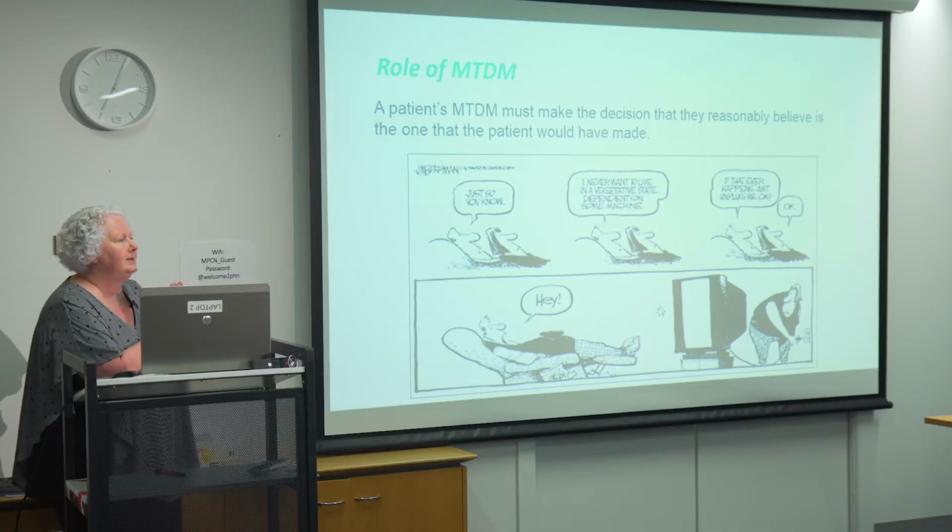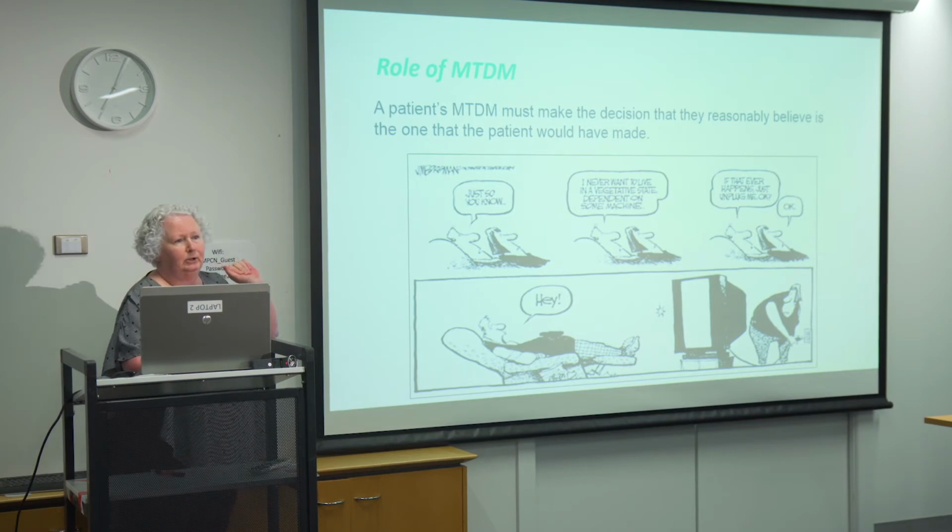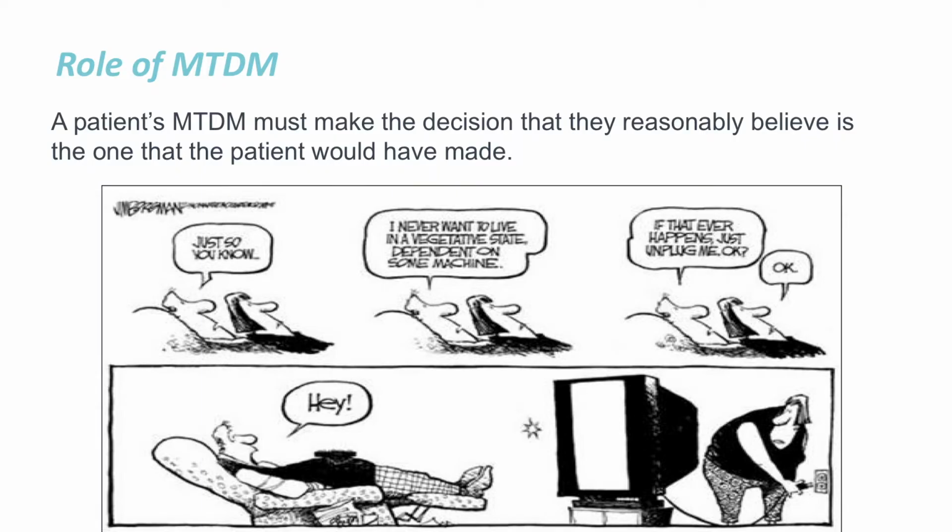For children, so for people under the age of 18, their medical treatment decision maker is automatically their parent or guardian. That's one thing that children are unable to do, is appoint their own medical treatment decision maker. And the really important thing about the medical treatment decision maker role is that they are expected to make the decision that they reasonably believe is the decision that the person would have made for themselves. So the only way that you can make the decision that the person would have made for themselves is if you have a conversation about what the person would want.